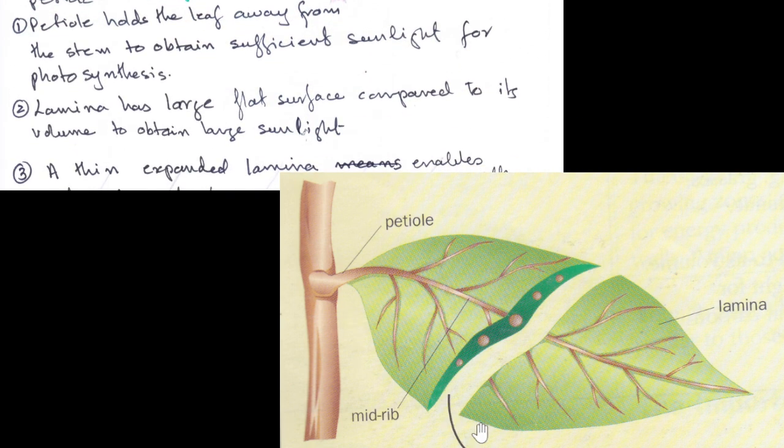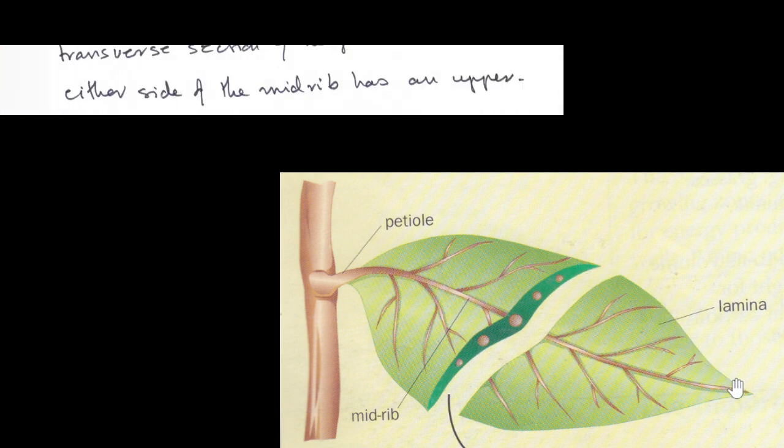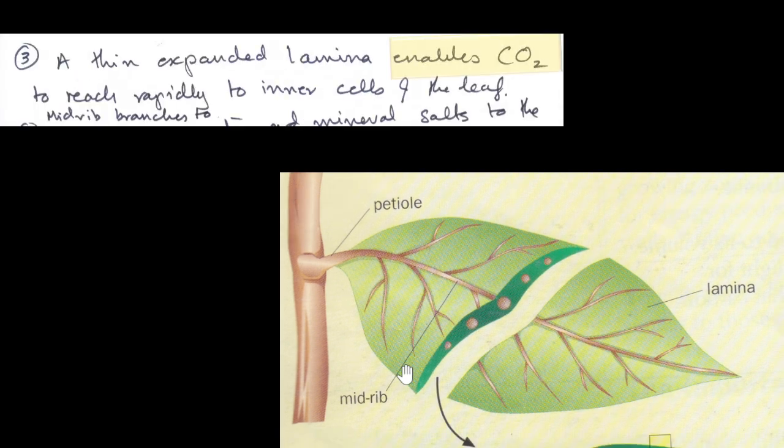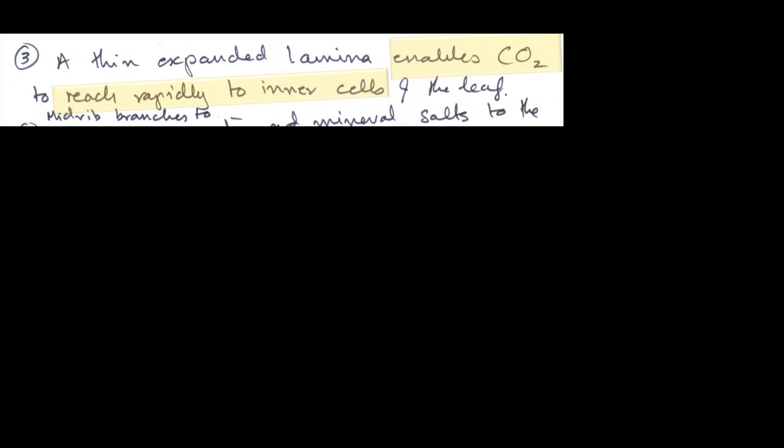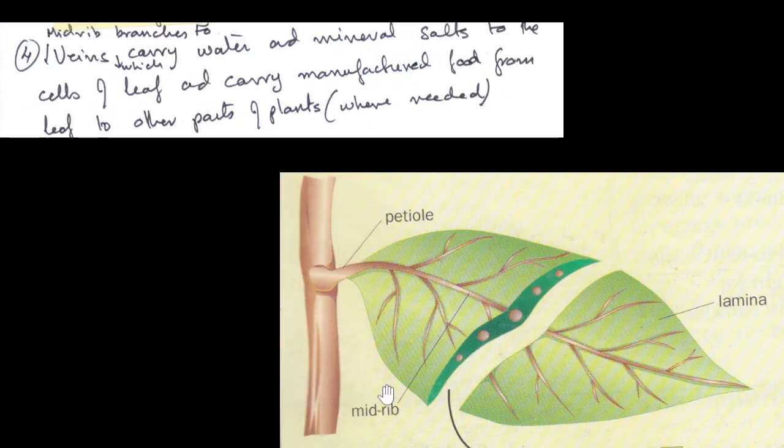Lamina has a large flat surface compared to its volume to obtain large sunlight. A thin expanded lamina enables carbon dioxide to reach rapidly to inner cells of the leaf. Midrib branches to veins carry water and mineral salts to cells of leaf and carry manufactured food from leaf to other parts of the plants when needed.